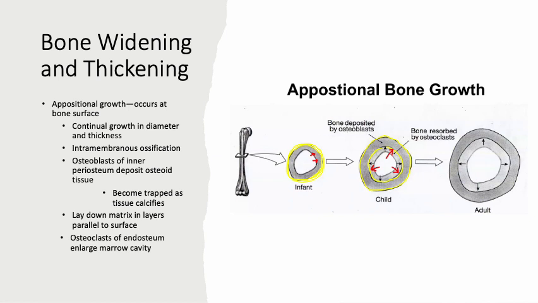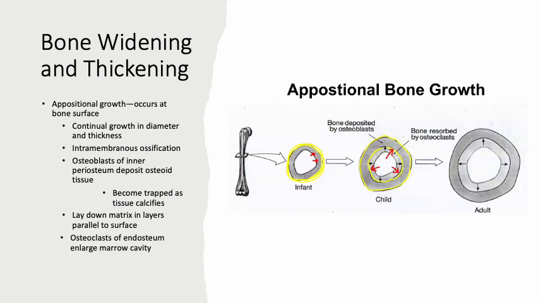It's intramembranous ossification, and osteoblasts of the inner periosteum are depositing osteoid tissue in the area. They become trapped as the tissue calcifies. They lay down matrix in layers parallel to the surface, and then osteoclasts of the endosteum enlarge the marrow cavity. So you have just a cavity, and they go around and deposit more and more bone on it, and it makes it thicker.